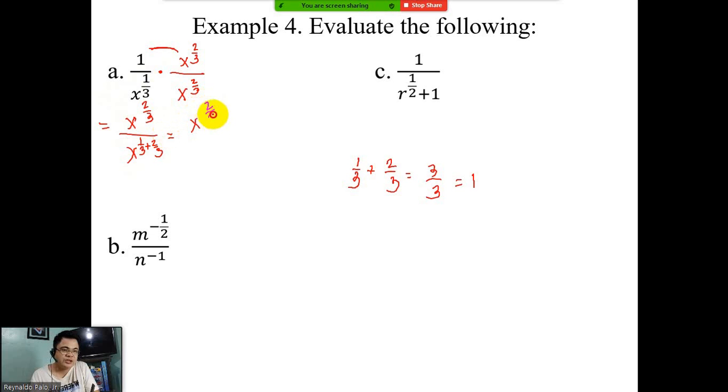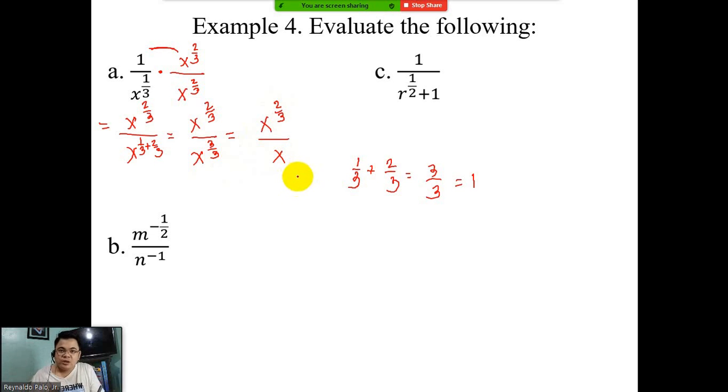X raised to the power of 2/3, and then this one will become 3 over 3, or simply x. So x raised to the power of 2/3 over x, because 3 over 3 is 1. So as you can see, class, we are able to remove the rational exponent on the denominator. That is really important to do.